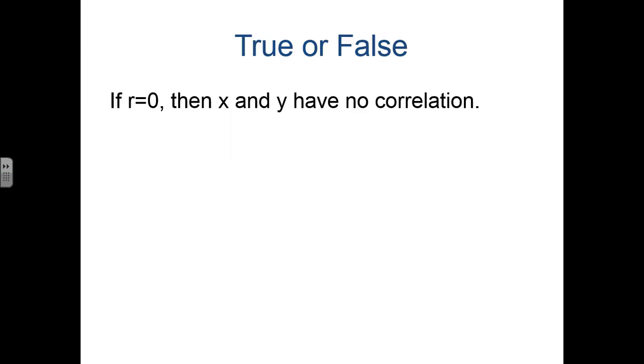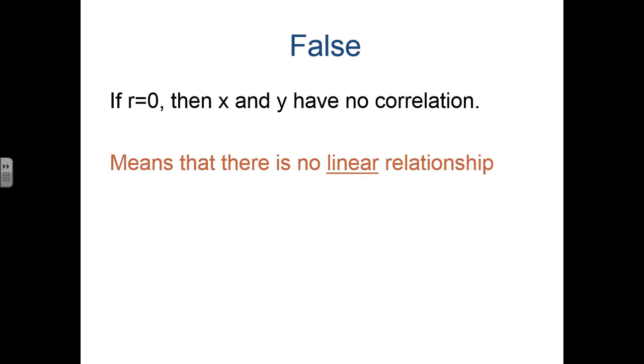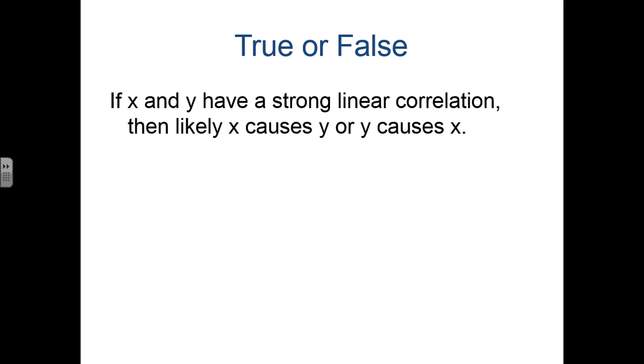So true or false, if r equals 0, then x and y have no correlation. Think about that for a minute. What do you think? That answer is false because r is only talking about a linear relationship. So if r equals 0, that means there is no linear relationship, but there may be a very strong relationship, just not a linear one.